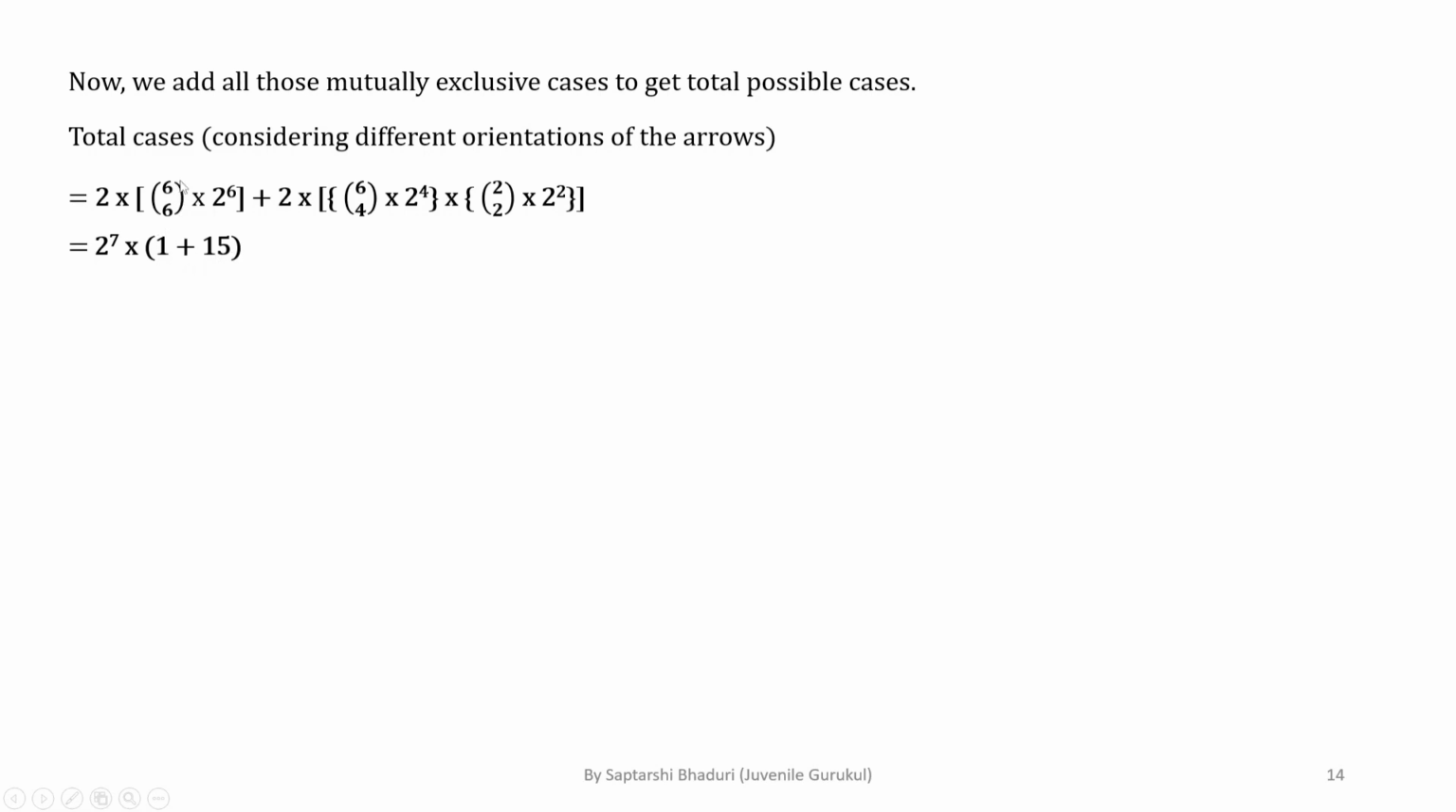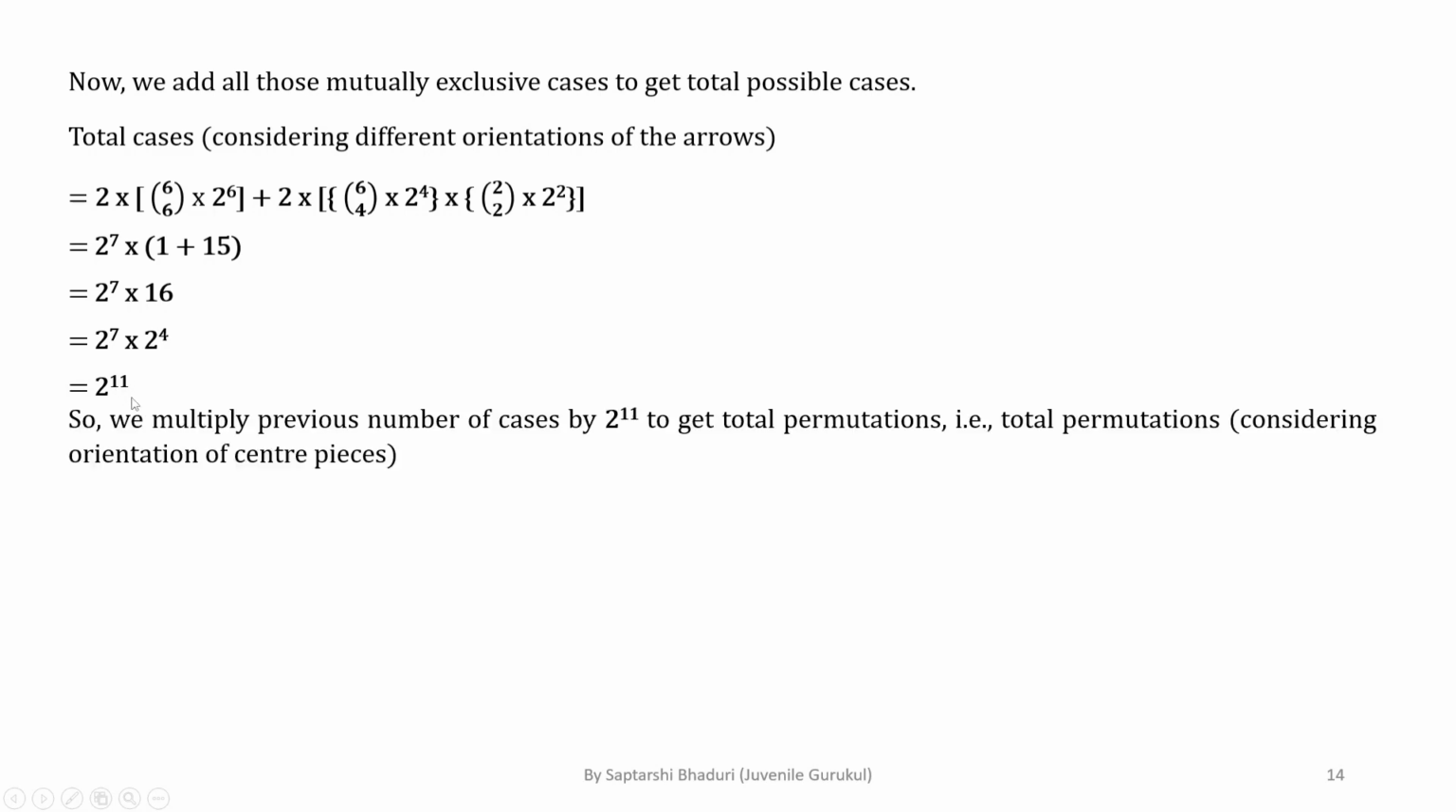Now 1 is this 6 choose 6, it is basically 1, and 6 choose 4 is 15, and 2 choose 2 is 1 again. So we are taking common 2 to the power 7, and we are getting 1 plus 15 inside the brackets, which gives us 2 to the power 7 times 16, which is basically 2 to the power 7 times 2 to the power 4, which is 2 to the power 11.